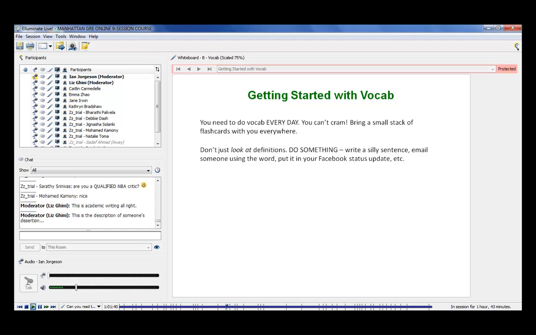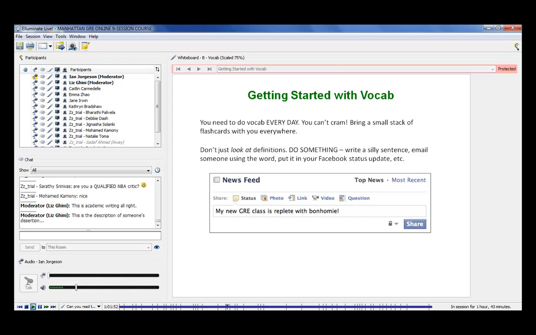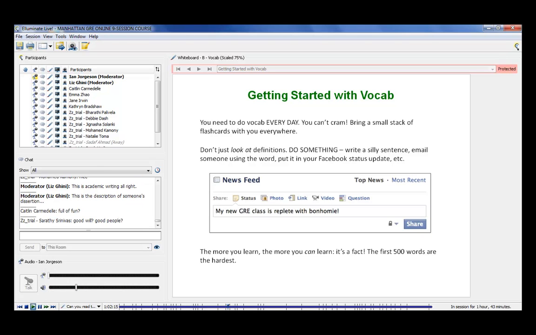So don't just look at the definitions. Do something with it. Look it up on Google and see how it's been used by good writers in the past. Write a sentence yourself. Maybe update your Facebook with a vocab word, right? My new GRE class is replete with bonhomie. Does anybody know what that sentence means? If I want to translate that, my new GRE class is replete with bonhomie. Yeah, replete means full of, and bonhomie means friendliness or fun or goodwill, good people. Yeah, exactly. So hopefully that's true.